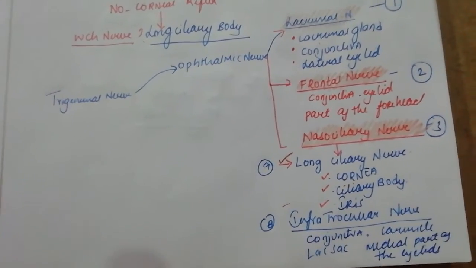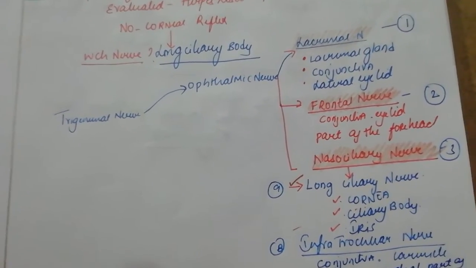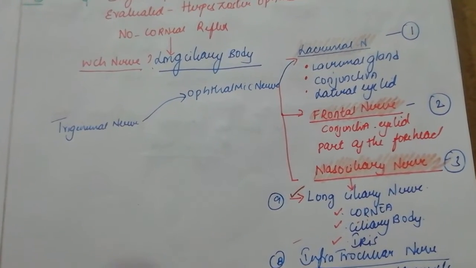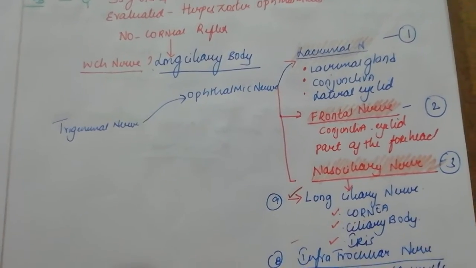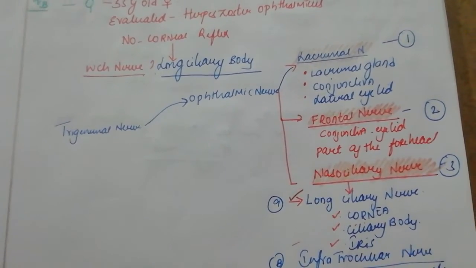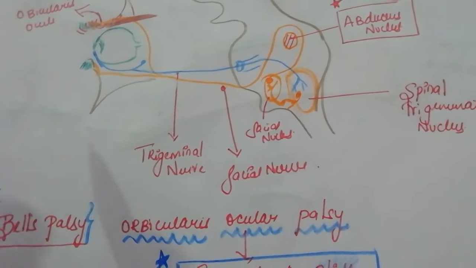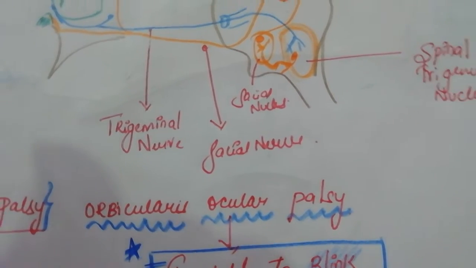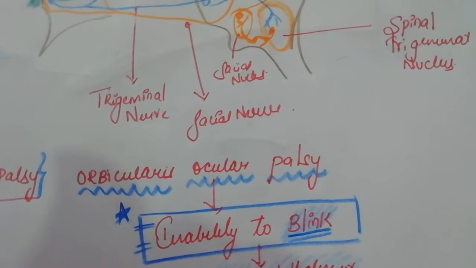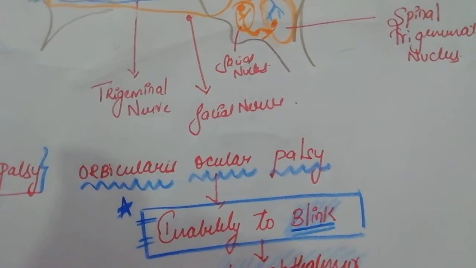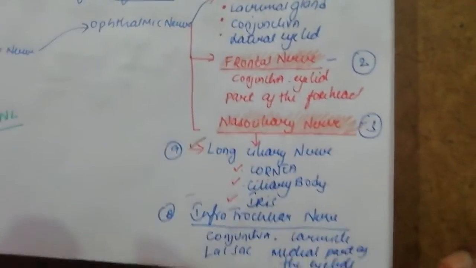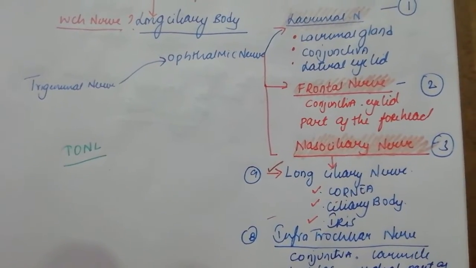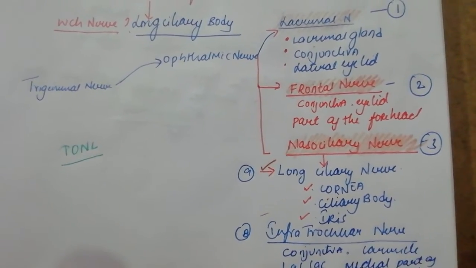The first thing: the sensations which are carried from the cornea are carried by the long ciliary nerve, which in turn joins the nasociliary nerve, then the ophthalmic nerve, then the trigeminal nerve. So you can just remember this as TONL: T for trigeminal nerve, O for ophthalmic nerve, N for nasociliary nerve, L for long ciliary nerve.